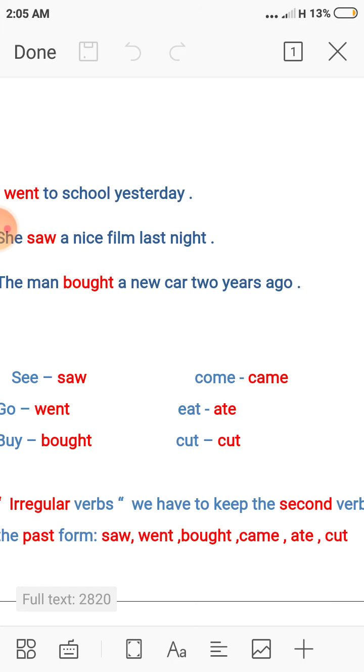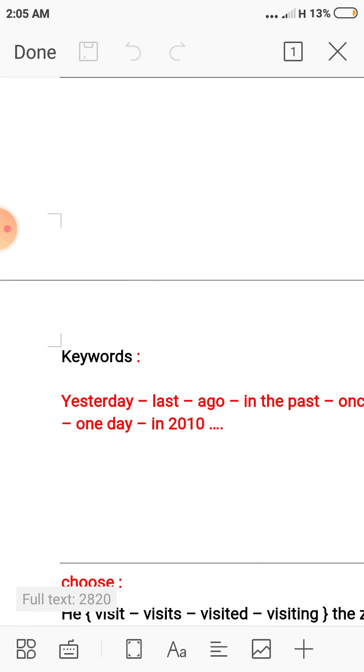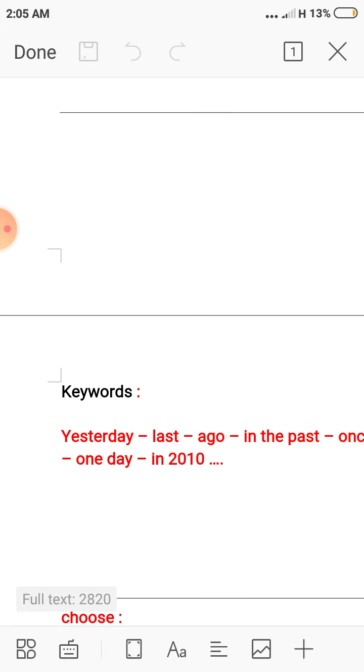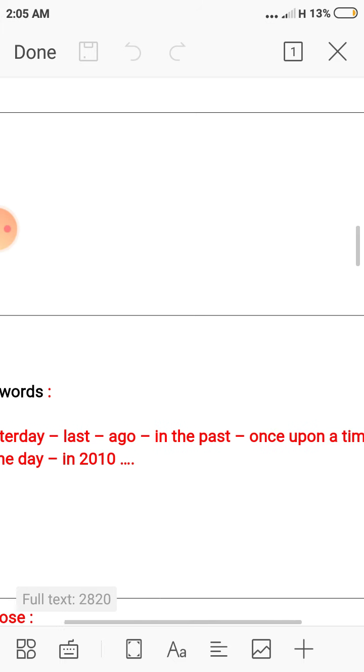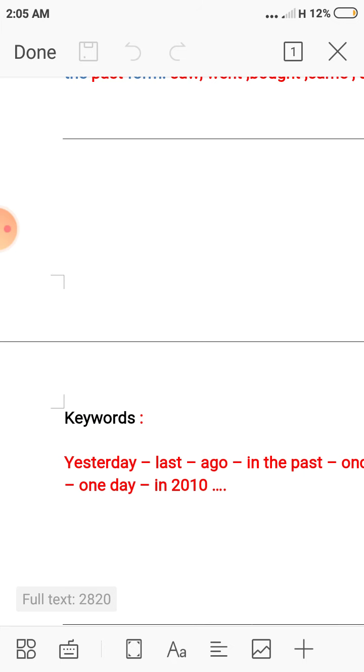But what are the key words of the past simple tense? The key words are yesterday, last, ago, in the past, once upon a time, one day, any date in the past, like in 2010.